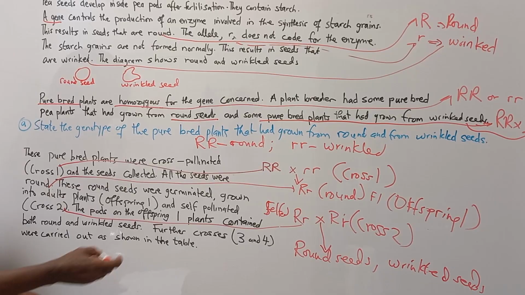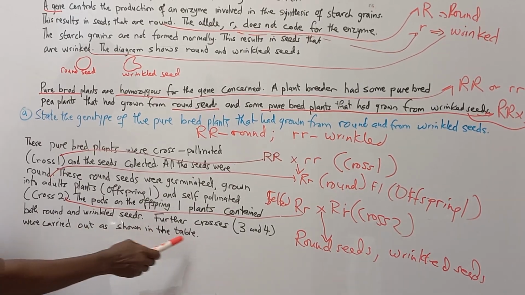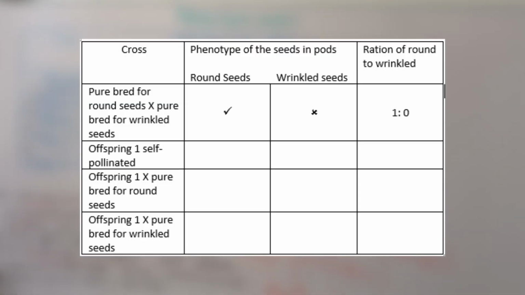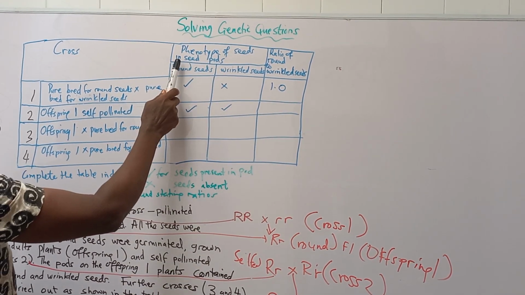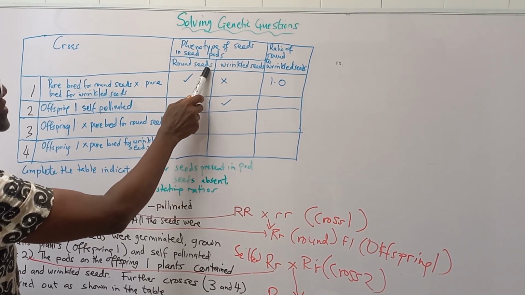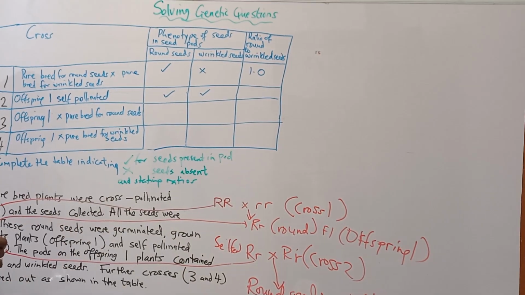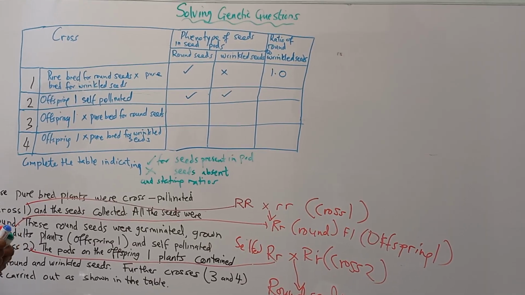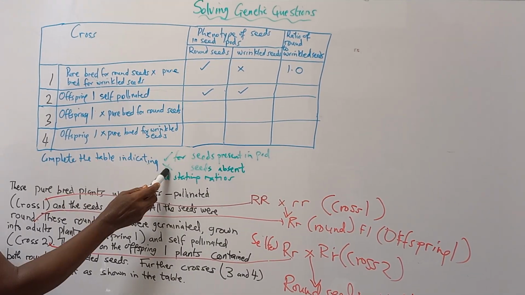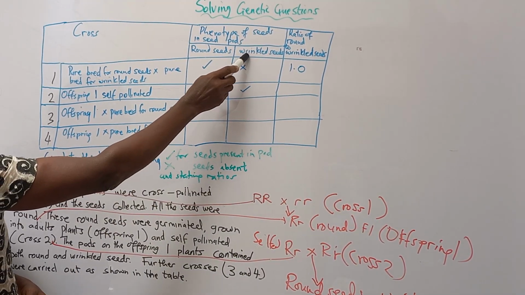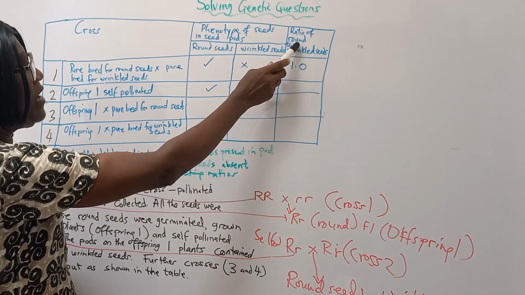So this is it. Further crosses 3 and 4 were carried out as shown in the table. So that is the table you need to fill in. We have cross, we have phenotype of seeds in the seed pods, we have round seeds, wrinkled seeds, we have ratio of round to wrinkled seeds. And we need to fill this table. We have to use a tick mark if seeds are present, a cross mark if seeds are not present. All right? And then also we need to state the ratios of round to wrinkled.